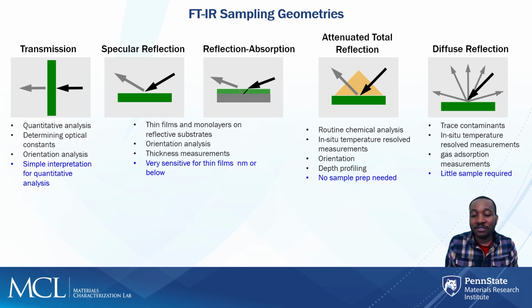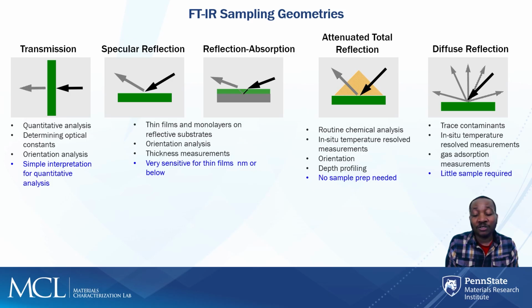With attenuated total reflection, we basically have a high refractive index crystal where the light goes through, and a little bit of light propagates through a sample when it's in contact with that high refractive index crystal, and we get IR absorption that way. It's used for routine chemical analysis because very little sample prep is required for attenuated total reflection, or ATR. It can give us information about orientation, and I'm going to talk a little bit more today about how we can do depth profiling.